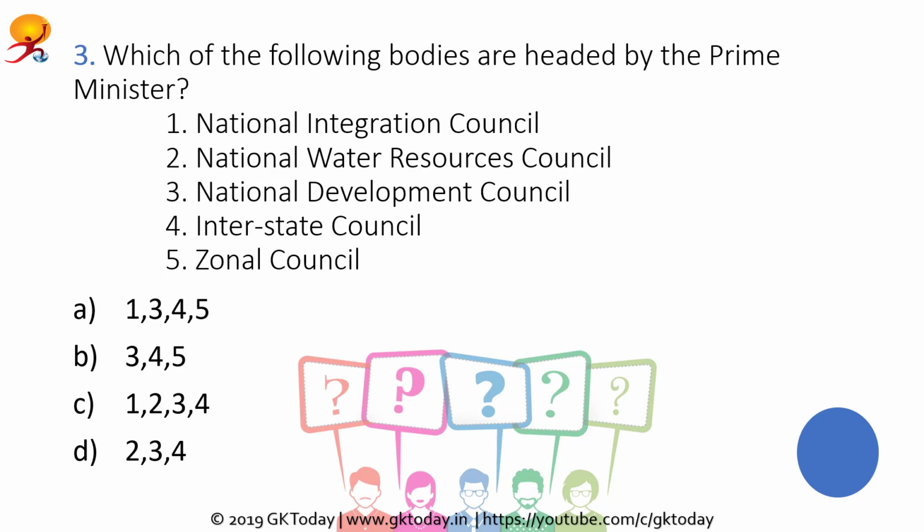And the correct answer is 1, 2, 3 and 4. So only 5, that is Zonal Council, is not headed by the Prime Minister. The chairman of the Zonal Council is the Union Home Minister and the chief ministers of the states included in each zone. They act as vice chairman of the Zonal Council for that zone by rotation, each holding office for a period of 1 year at a time.